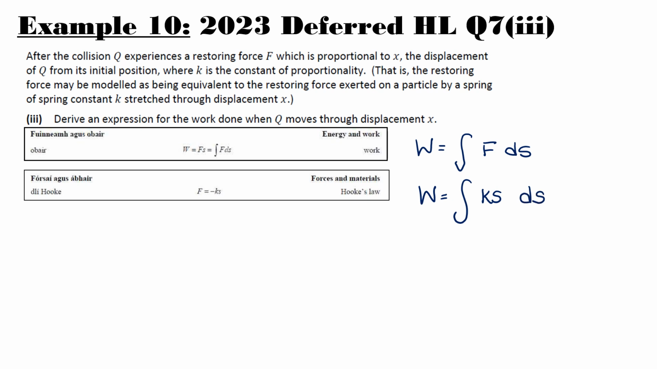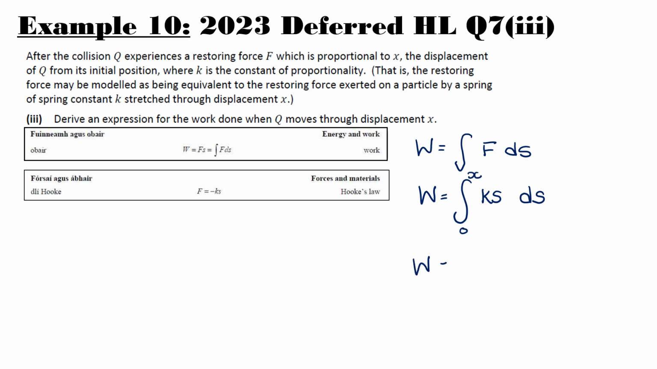Now, the reason we don't use a minus is because work is a scalar while force is a vector. So we don't care about the direction of the force. That's all that minus means, that it is a restoring force. So what we're going to do here is integrate this, and it is going to be stretched through displacement x. So it goes 0 to x.